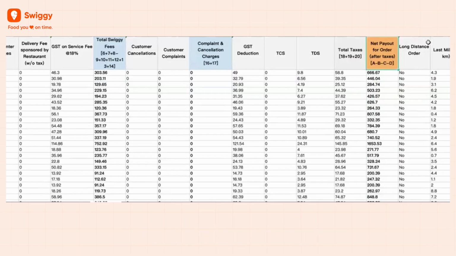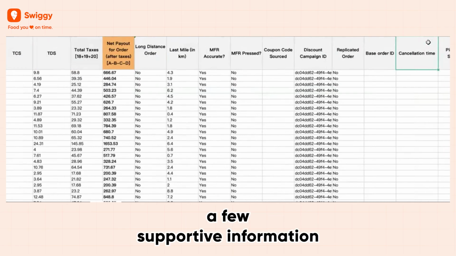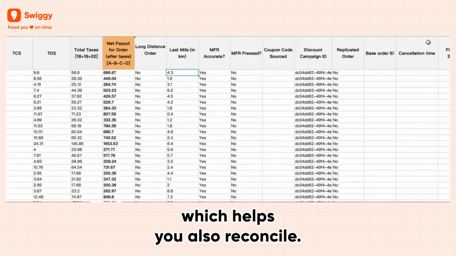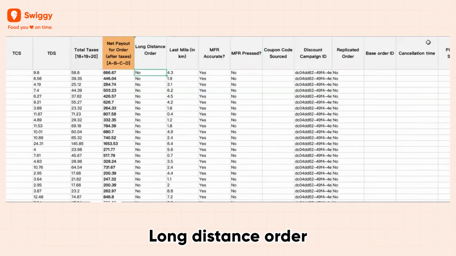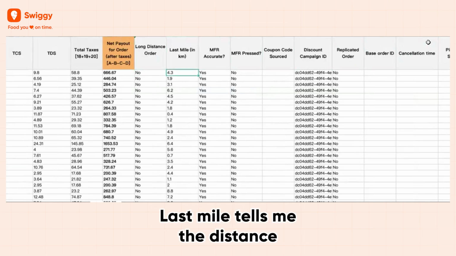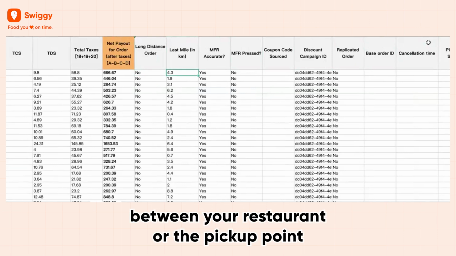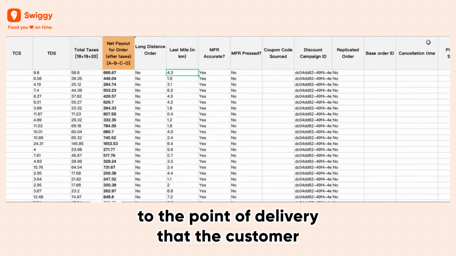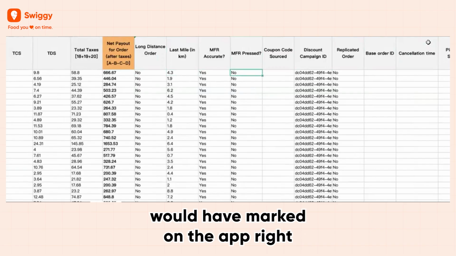in the payout. Following this, we've added a few supportive pieces of information which help you also reconcile. Long distance order, yes or no, will tell me whether the order was a long distance order or not. Last mile tells me the distance between your restaurant or the pickup point to the point of delivery that the customer would have marked on the app.